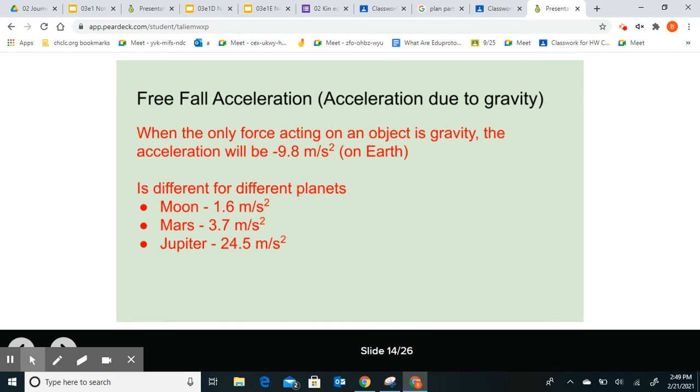All right, so free fall acceleration. This is acceleration due to gravity or acceleration when the only force acting on the object is gravity. When the only force acting on an object is gravity, the acceleration will be negative 9.8 meters per second squared. And of course, this is only on Earth. It's different on different planets. On the moon, it's negative 1.6 meters per second squared. On Mars, it's 3.7 meters per second squared. And on Jupiter, it's negative 24.5 meters per second squared.